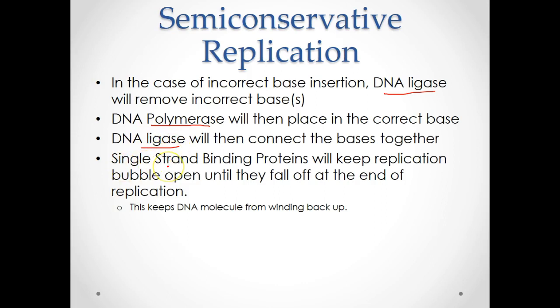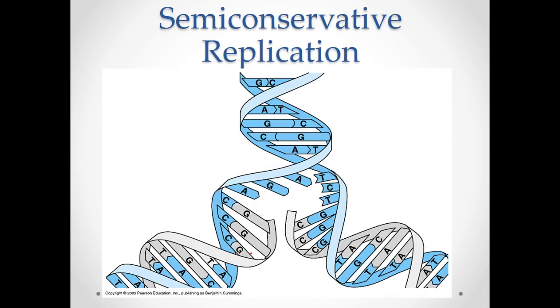Single strand binding proteins will keep the replication bubble open, and they are paramount, or really important, when we're talking about holding the DNA replication bubbles open and keeping the replication forks open so that the double helix doesn't wind back up. Okay, if the DNA double helix winds back up, replication cannot happen. The replication bubble has to be open. The replication forks have to be way open in order for DNA replication to happen, because there are a lot of enzymes that have to get in there. If the enzymes can't get in, DNA replication can't happen.